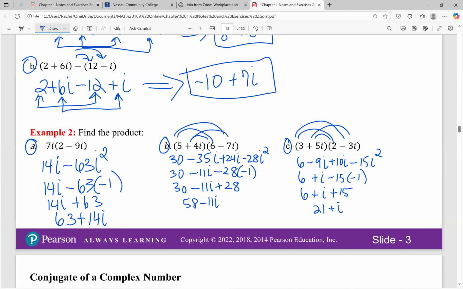So example 1, we're really just to go over how we add, subtract, and multiply complex numbers.